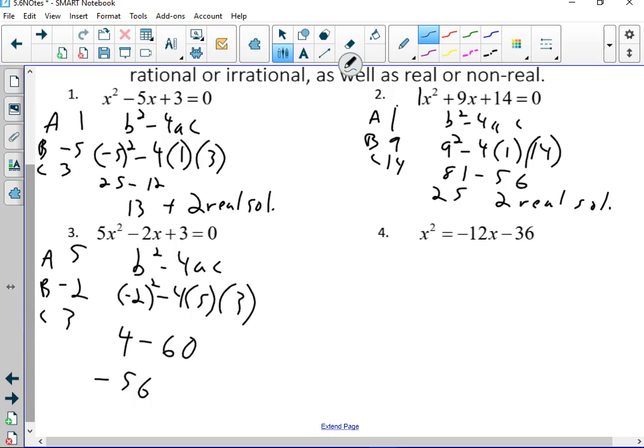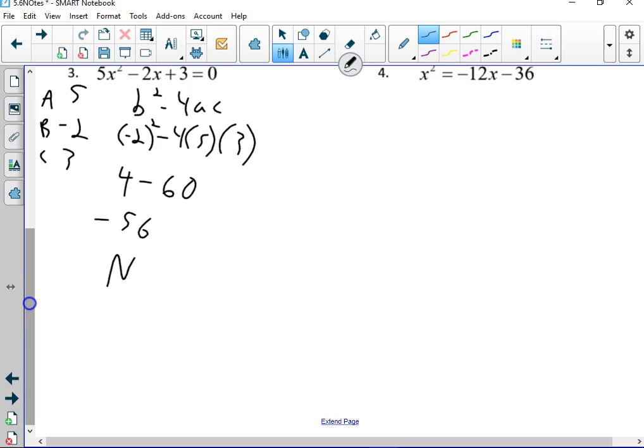Alright? With it being negative, there's no solution. Well, we'll say no real numbers. No real solution. There are solutions, you just don't learn them in Algebra 1, you learn them in Algebra 2. So there's no real numbers at work, because it never crosses the x-axis.